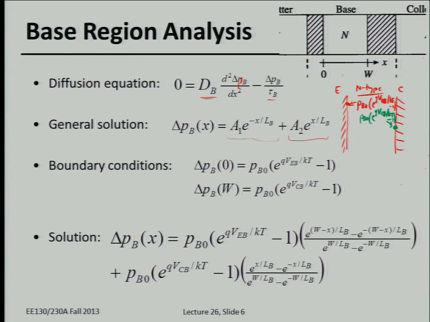So qualitatively, now you have two boundary conditions, and you basically have two equations, so you can solve. Okay, so if you go through the algebra, you'll find that the solution does have two terms. One that's exponentially dependent on the base emitter bias, the emitter junction bias, and then the other one that depends on the collector junction bias.